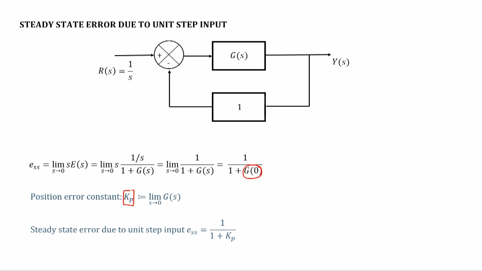So Kp here, in the context of finding out steady state error, is limit of s tending to 0 G(s), which is the position error constant, and therefore steady state error is 1 by 1 plus Kp. Now notice that e_ss will be 0, that means the steady state error will be 0, when Kp is infinity. In other words, if Y(s) has to completely follow the reference signal 1 by s, or unit step input, then Kp needs to be infinity. So when you evaluate G(s) at s equal to 0, the value should come out to be infinity.